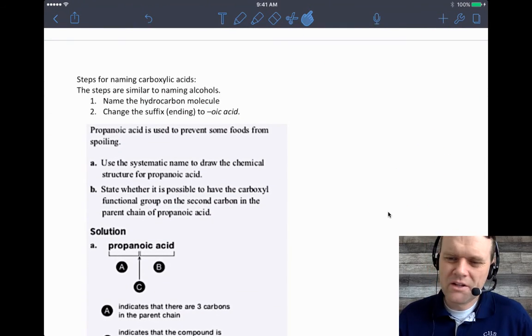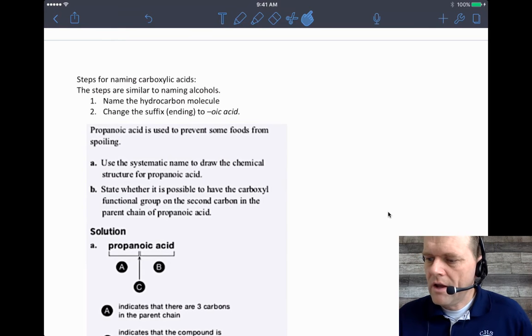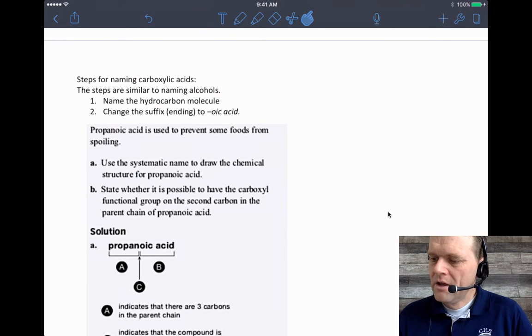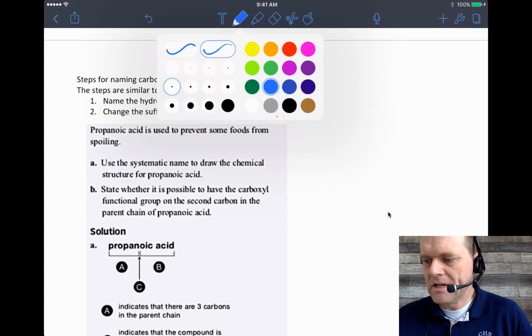So naming carboxylic acids, this one's pretty easy. You basically name the hydrocarbon molecule and then you change the ending. So typically for the molecules we're going to use, you're not going to deal with anything more than 3 carbons. So propanoic acid, or sorry, you change the ending to -oic.